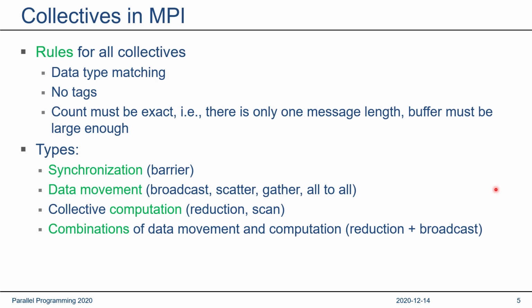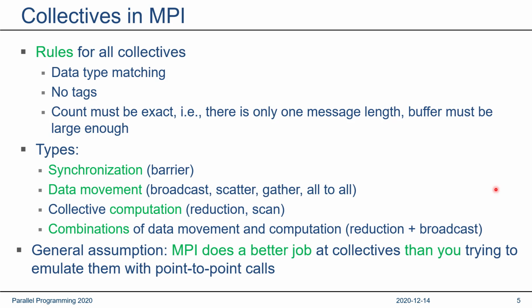The third is collective computation. You know such a thing from OpenMP, where we had the reduction clause, and similar things exist here. So there's a reduction and other things in MPI. And finally, there are combinations of data movement and computation. For example, if there's a reduction, the result is available on one rank, but if you want it to be available on all ranks, there's a combination of reduction and broadcast.